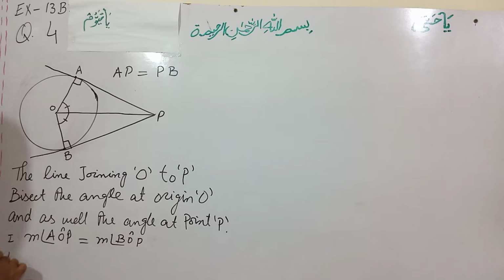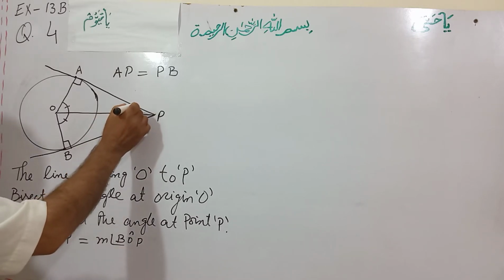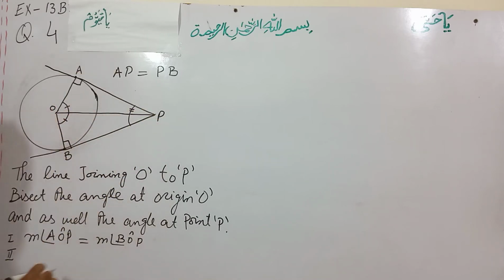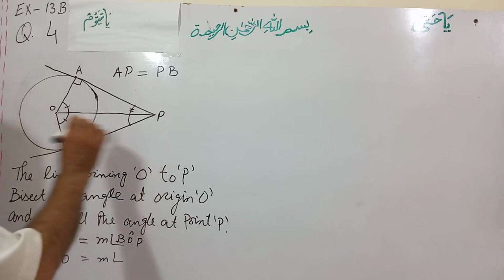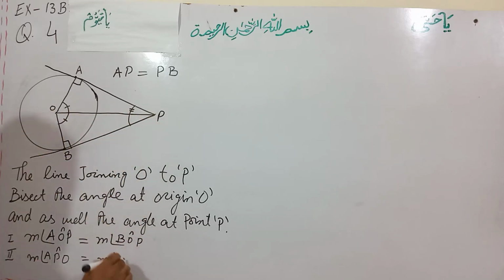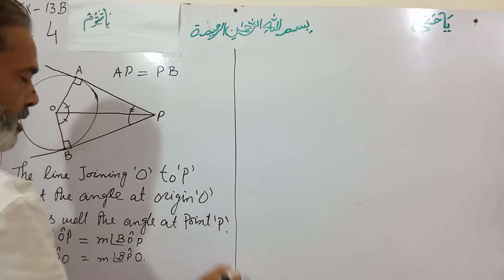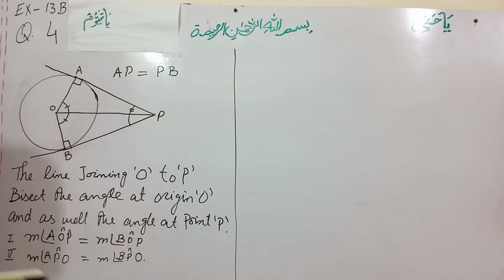Secondly, angle APO is equal to angle BPO. In this question number 4, we will learn to use this property.